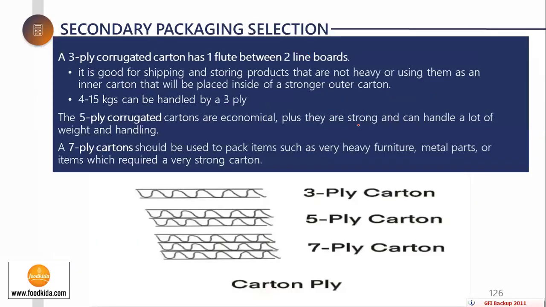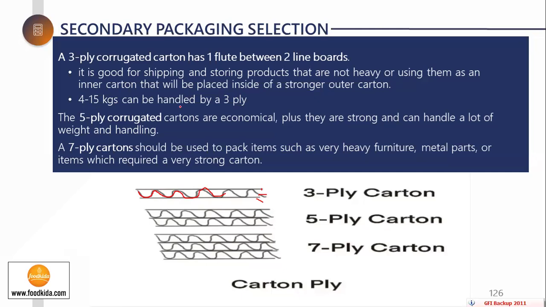Could you please explain what is flute? This is flute. See this one here. So there are types in this. There is A type, B type, accordingly. Basically this is a standard thumb rule I am saying; it will differ from product to product. A 3-ply corrugated carton has one flute between two liners. So this is the first ply, this is the second ply with the flute, and this is the third ply. It is good for shipping or storing products that are not heavy, or using them as an inner carton that will be placed inside a stronger outer carton.